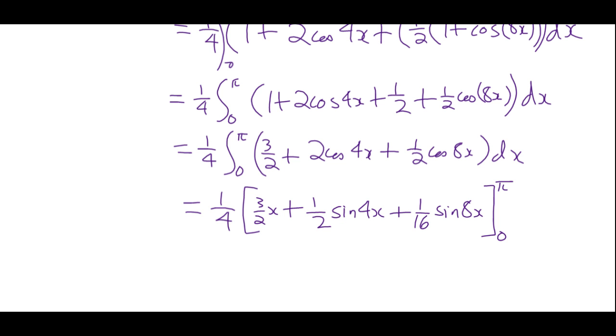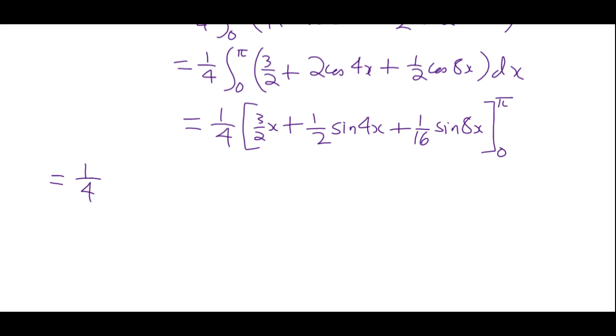What's the sine of 4 pi? 0. What's the sine of 8 pi? What's the sine of 0? 0. So all these guys, right? When I put in sine 4 pi, that's going to be 0. When I go 1/16 sine of 8 pi, it's going to be 0. When I put the zeros in, it's going to be sine of 0, which is also 0, right? So really it's just 1/4 of 3/2. Okay, but let's do it.